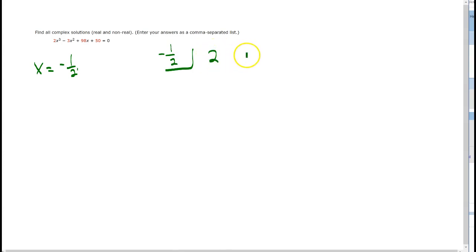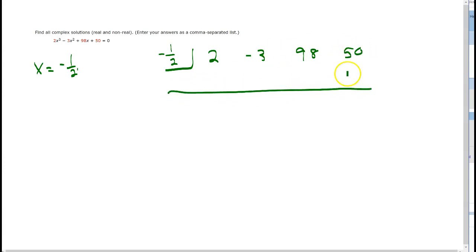So here are my coefficients, 2, negative 4, 98 and 50. And if you remember how to do synthetic division, bring down the first one, multiply by negative 1/2. Well, negative 1/2 times 2 is negative 1. Add to negative 4, and that's going to be negative 5. Then negative 1/2 times negative 5 is 2.5, added to 98, that's going to be 100. And then negative 1/2 times 100, that's going to be negative 50, giving 0.